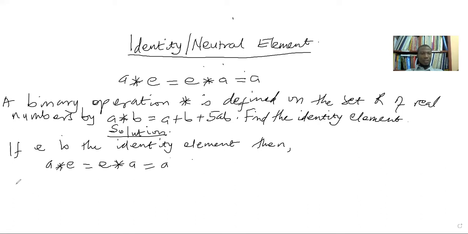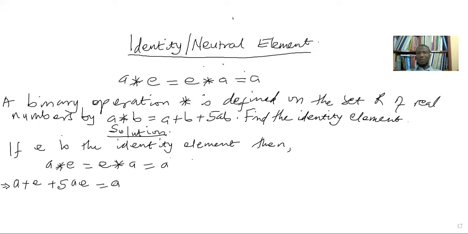So that means that A plus E plus 5AE should give us A, because that is the fact we have established for the identity element. When we combine any element with the identity element, we should get that element back. So when we combine here using the operation star, we should get our A back. That's why we equated it to A.